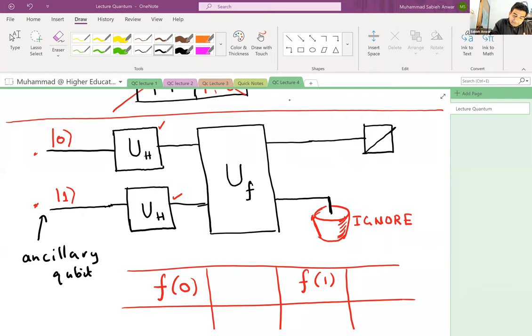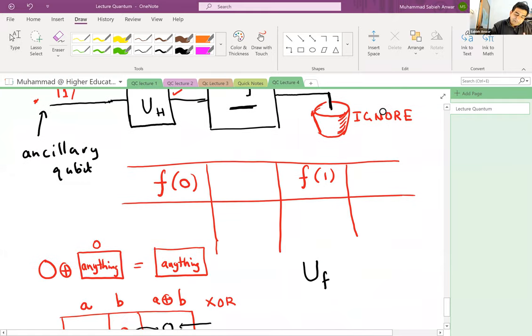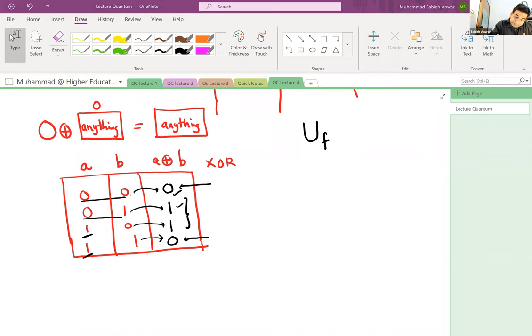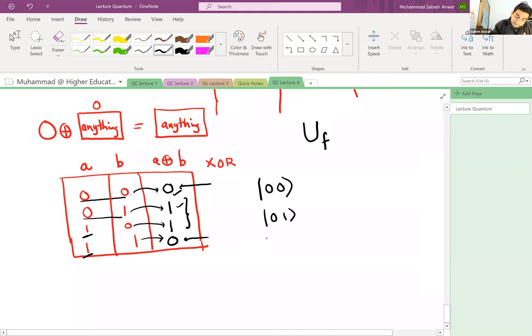Now, if you look at the function evaluation, the controlled function evaluation, it has two inputs, 2-qubit inputs and 2-qubit outputs. Okay. So I need to have two inputs. So I have 0 0 as the input. I have one possible input, 0 1, 1 0 and 1 1. So my output is going to be the following.